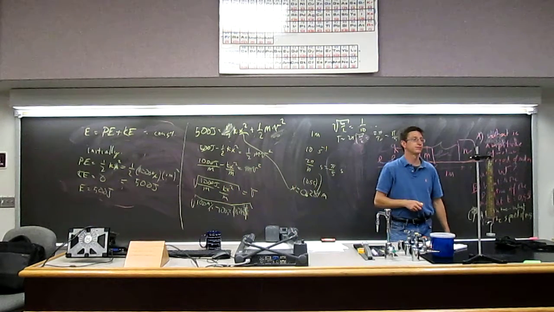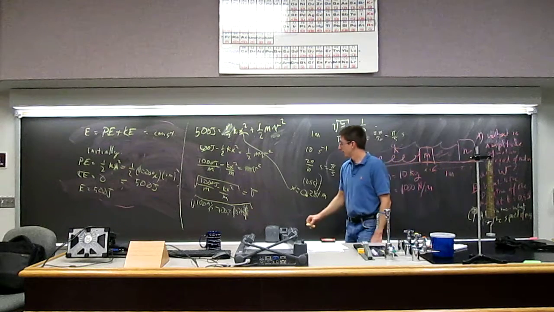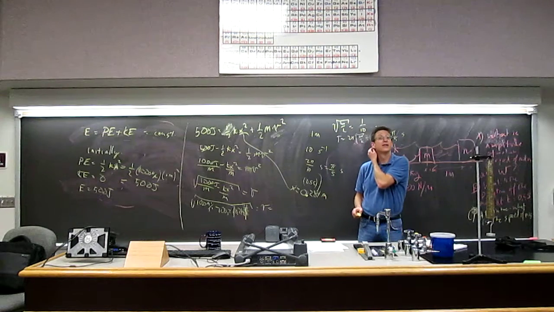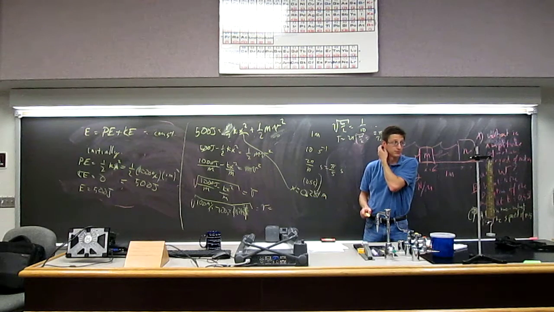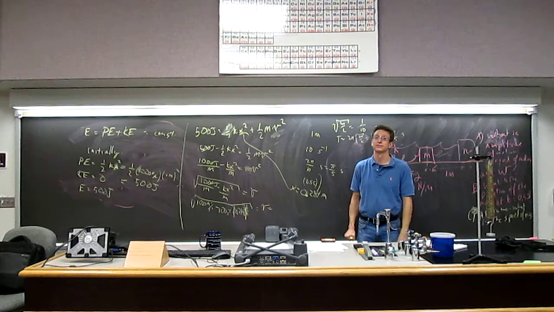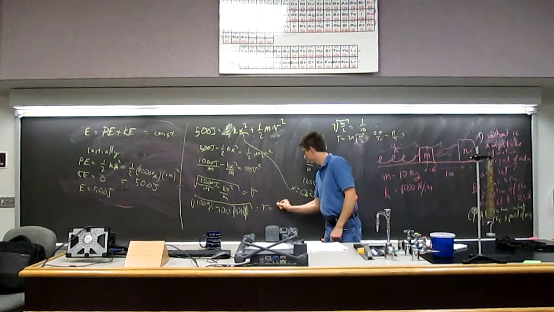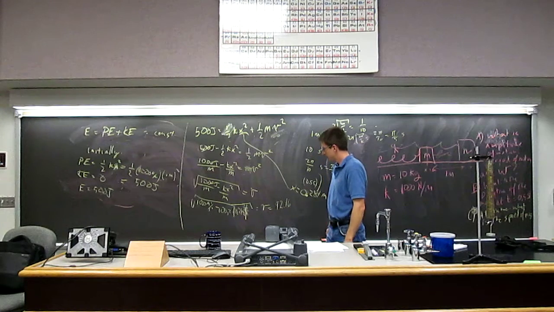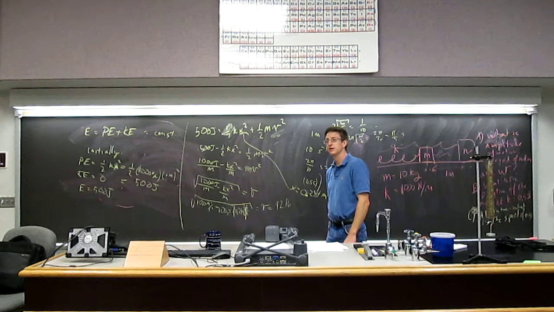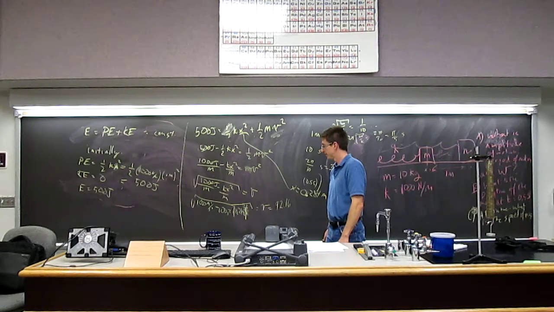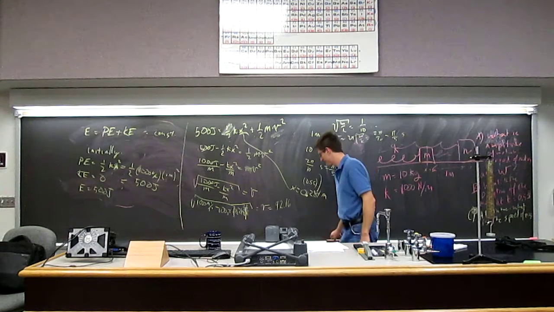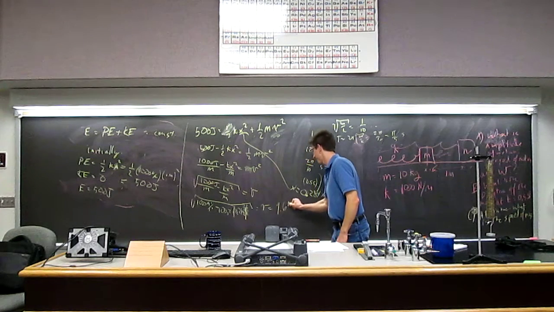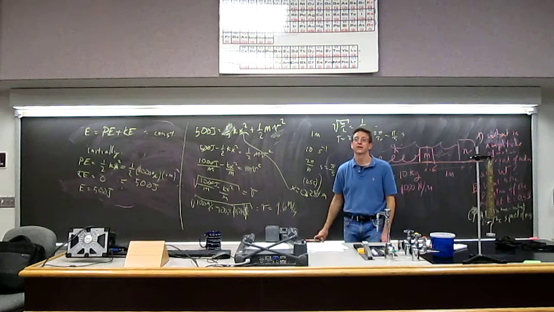When you do that, what do you get? 92.16. Yep. Are you sure? Oh, no, I didn't square root it. Okay, good, 9.6. Is that what everyone got?